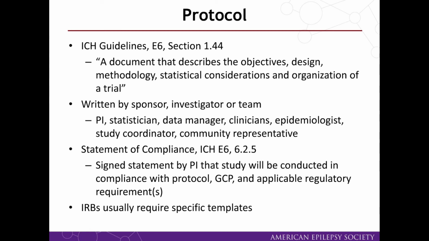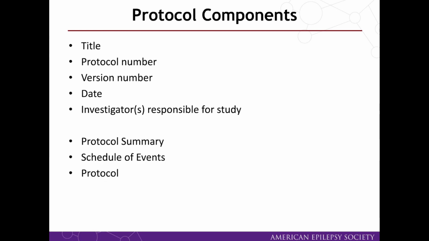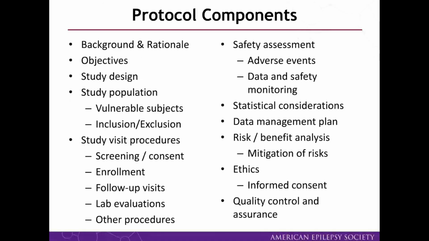And each institution's IRB generally requires specific templates for developing the protocol and may have required and suggested language for describing some components of the research project. So the protocol components include the title and the protocol number, the version number, the date, and the list of investigators who are responsible for the study. And then the actual protocol itself includes a summary of the protocol, a schedule of events, so exactly what happens throughout your study, and then the detailed protocol itself.